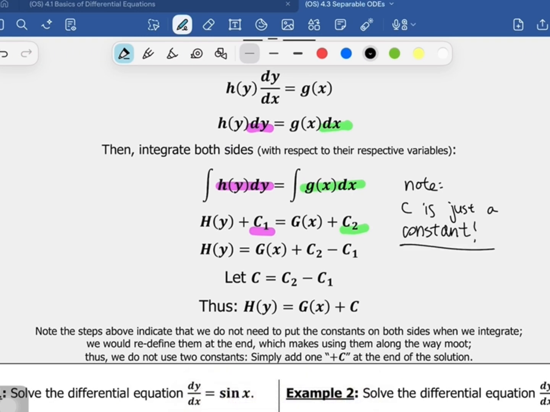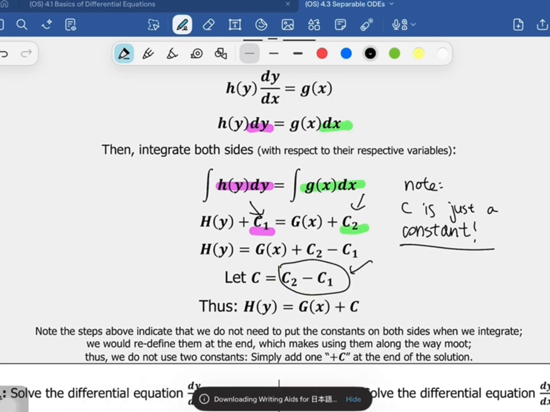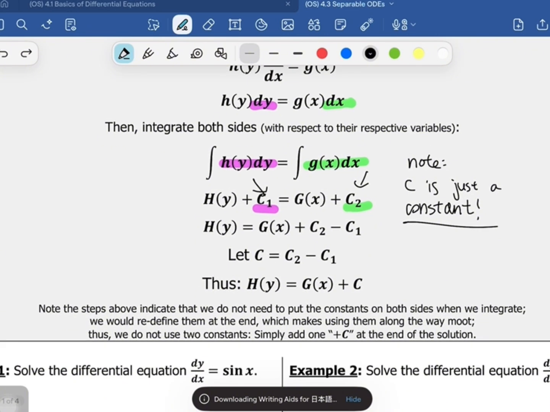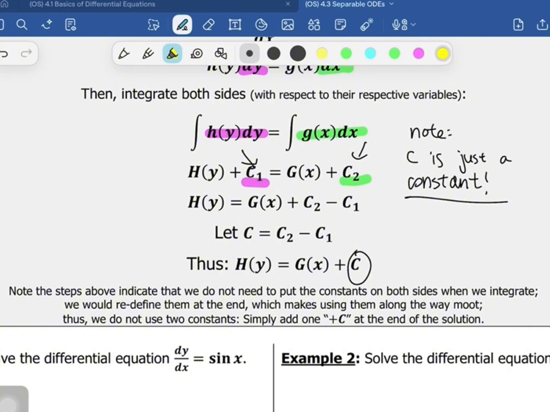And what this means is we can now redefine c to be c2 minus c1, because c1 is a constant, c2 is a constant, and c2 minus c1 is also, you guessed it, a constant. So after redefining that c equals c2 minus c1, we can just write that h of y equals g of x plus c. We do not need to use two constants.